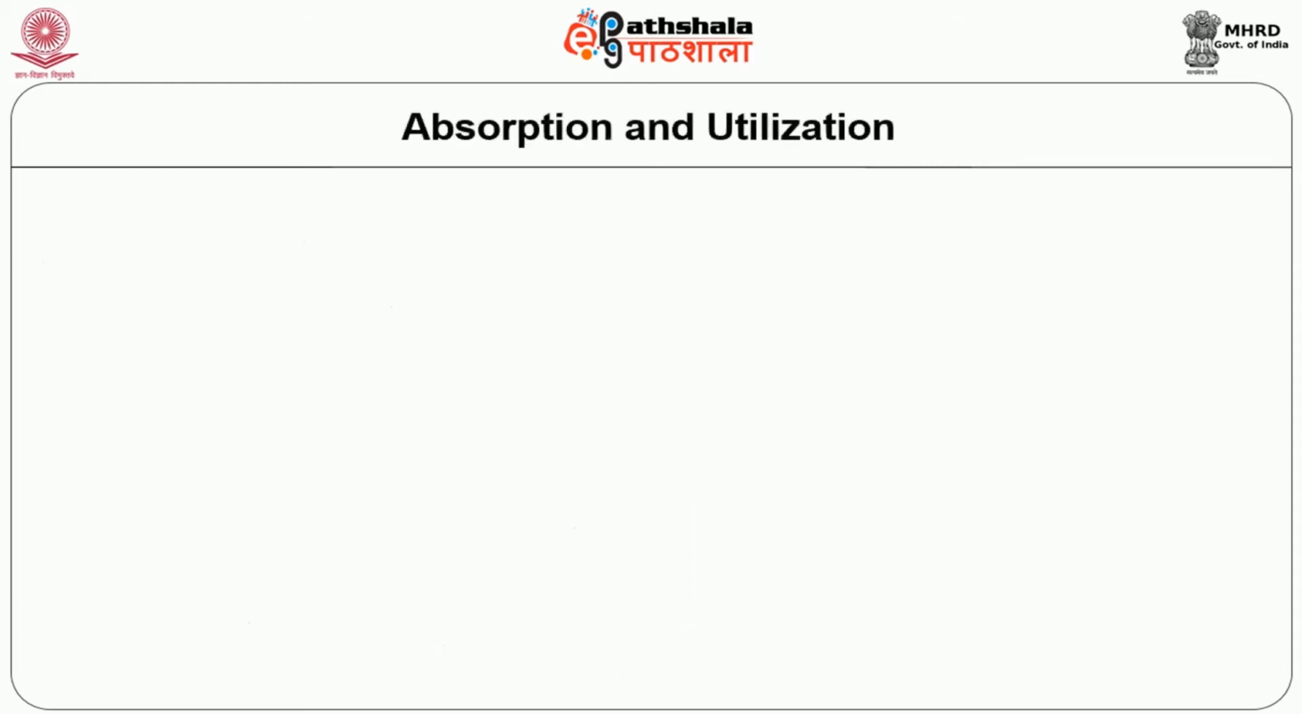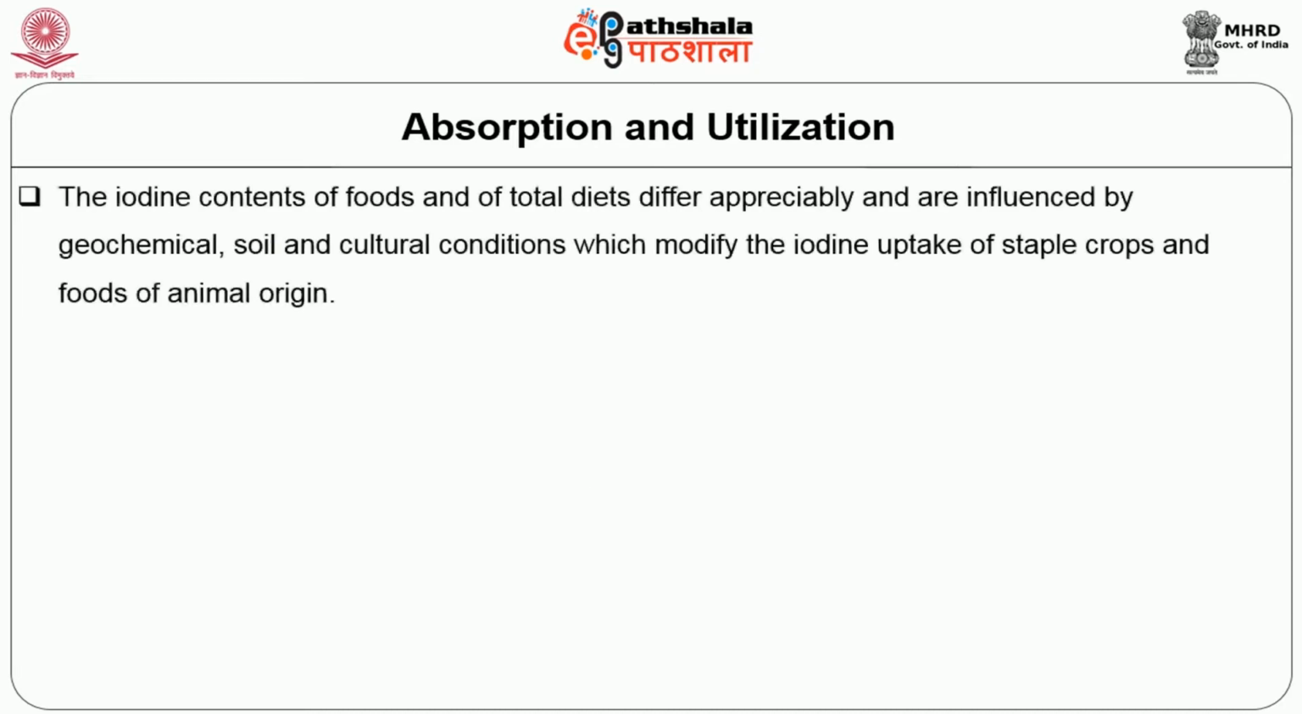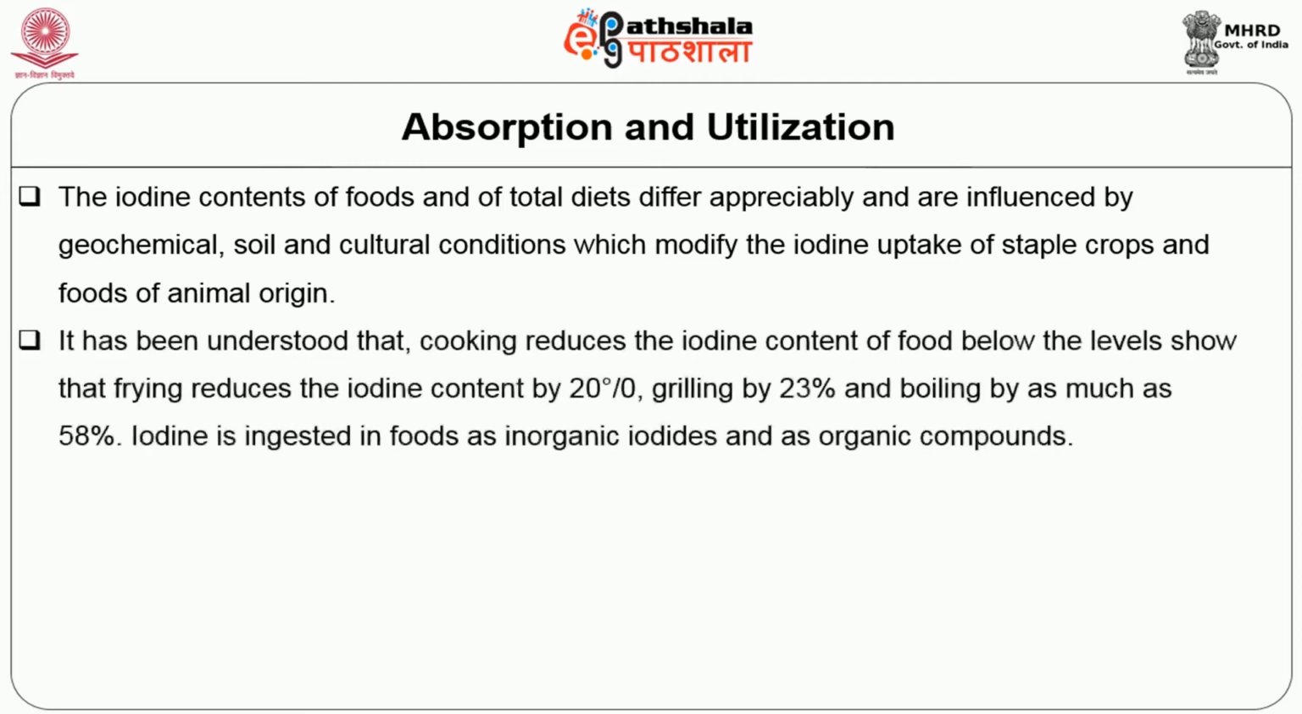Absorption and utilization. The iodine contents of foods and of total diets differ appreciably and are influenced by geochemical, soil, and cultural conditions, which modify the iodine uptake of staple crops and foods of animal origin. It has been understood that cooking reduces the iodine content of food. Studies show that frying reduces the iodine content by 20%, grilling by 23%, and boiling by as much as 58%.